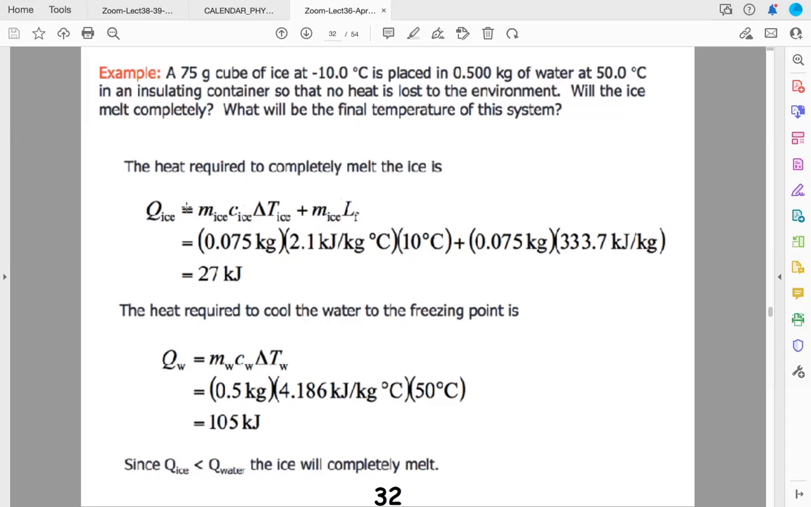Okay, so let's see. The Q of the ice is the mass of the ice, which is 0.75 kilograms. I need to change this. If I leave 75, I'm going to get a completely different number. So you really need to do this. Multiply by the specific heat of ice, delta T. Now we know that for water, it starts to melt when you get to 0. So 0 is really the transition point. Below 0 is ice, above 0 is no more ice.